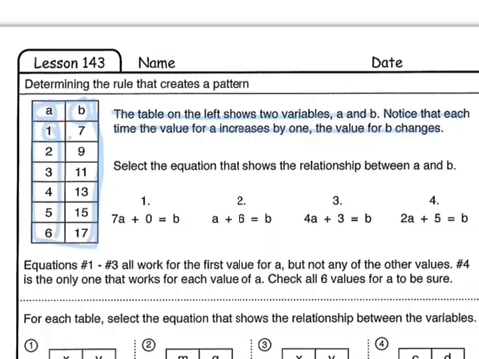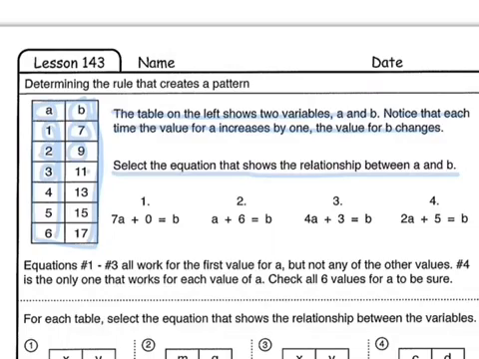A is 1, B is 7. A is 2, it goes up 1, B is 9. A is 3, B is 11. So what we have to do on this now, it tells us right here, is select the equation that shows the relationship between A and B.